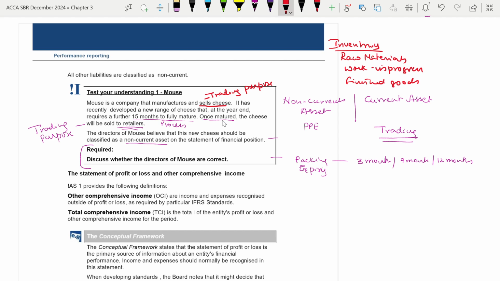You have the raw material. From here to here, it is taking almost 15 months. The moment it takes 15 months, it is ready to sell. It will become finished goods. It is ready to sell, which means it is for a trading purpose.